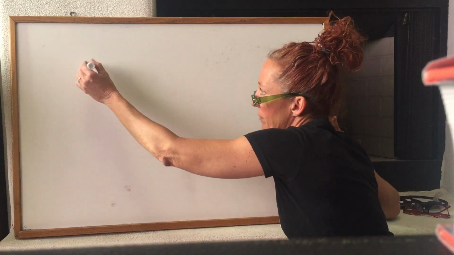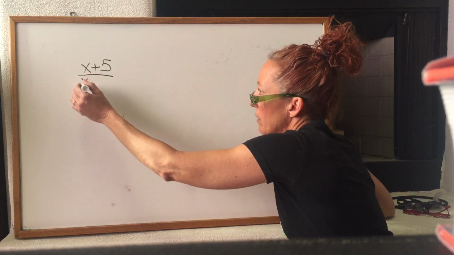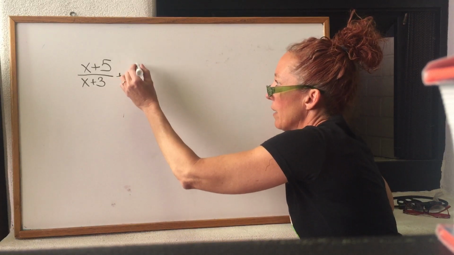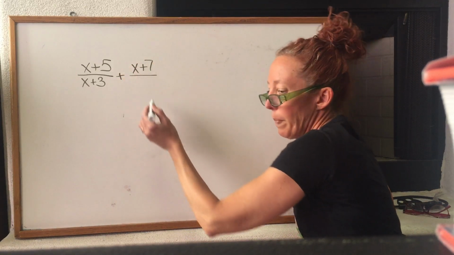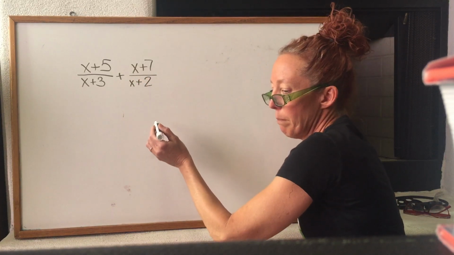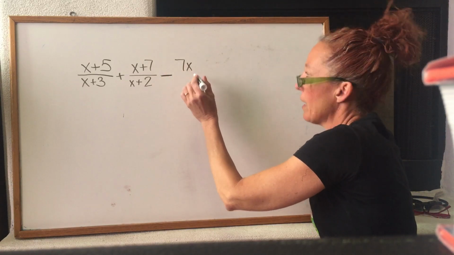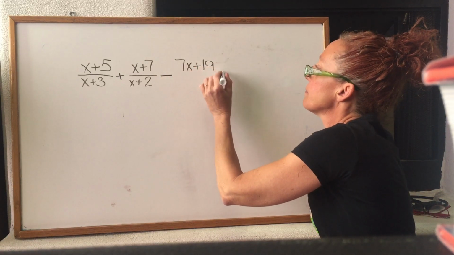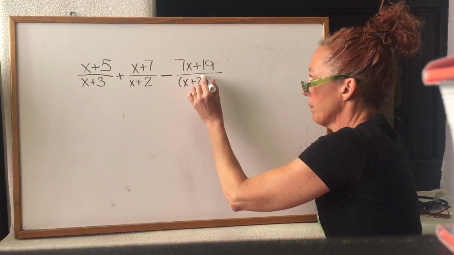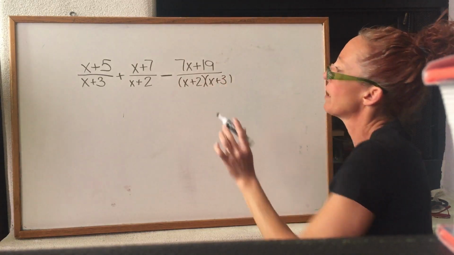So x plus 5 over x plus 3 plus x plus 7 over x plus 2 minus, notice that's minus 7x plus 19 over, when I already factored this for you, and I wrote this upside down, but it's not a big deal.